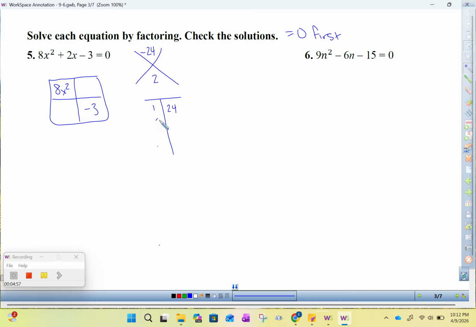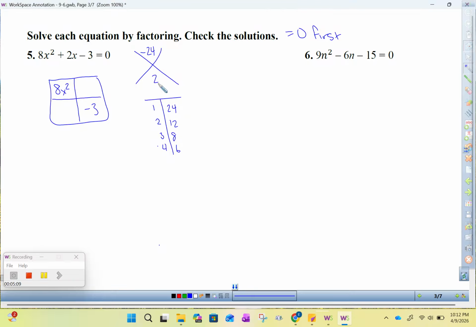So if you don't know 2 times what gets you 24, take 24 divided by 2 and that's the number you write. Similarly with 3, that's going to be 3 and 8, and then 4 and 6. 5 doesn't go in evenly, then I'm back up at 6, so that's all of them.